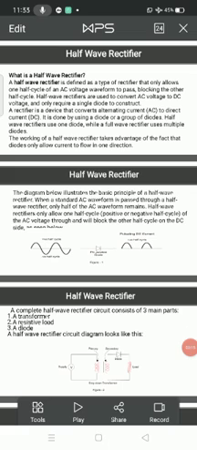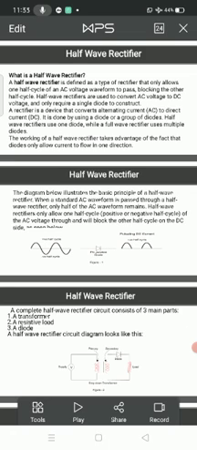Okay, so in this way, it is done by using a diode or group of diodes. A half wave rectifier uses one diode, while a full wave rectifier uses multiple diodes. The working of a half wave rectifier takes advantage of the fact that diodes only allow current to flow in one direction. The standard function of a diode is that it allows the flow of current in only one direction through it. See here.